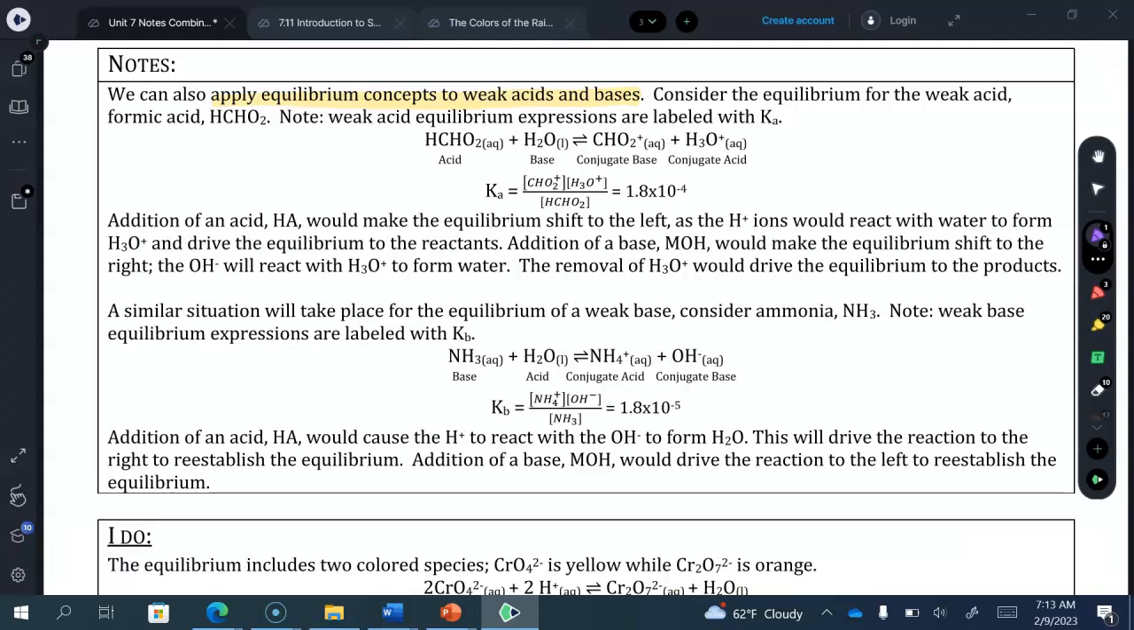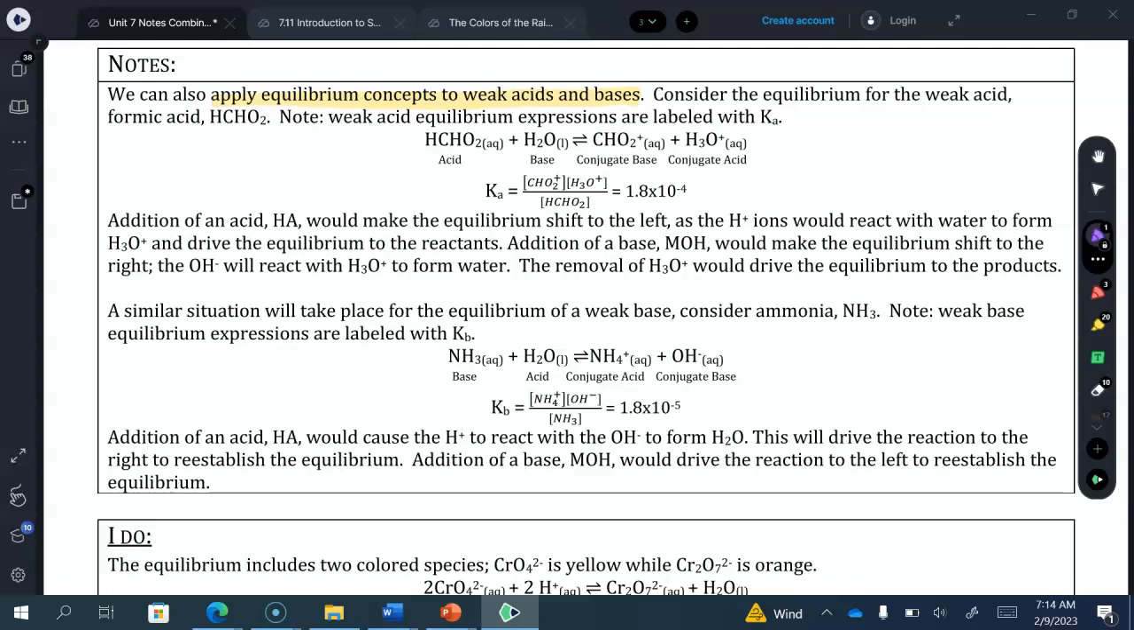Consider the equilibrium for the weak acid, formic acid, HCHO2. Note that weak acid equilibrium expressions are labeled with Ka, because it's the equilibrium of an acid, but it doesn't dissociate to completion, so we can write an equilibrium expression for it. The addition of an acid, HA, would make the equilibrium shift to the left, as the H plus ions would react with water to form the hydronium ion and drive the equilibrium to the reactants.